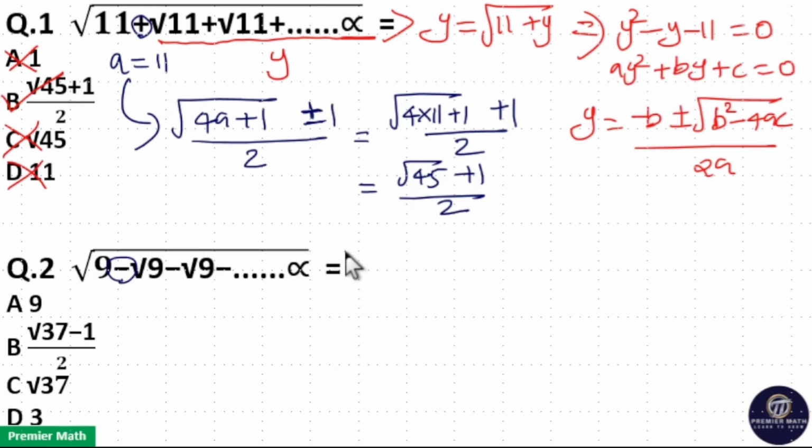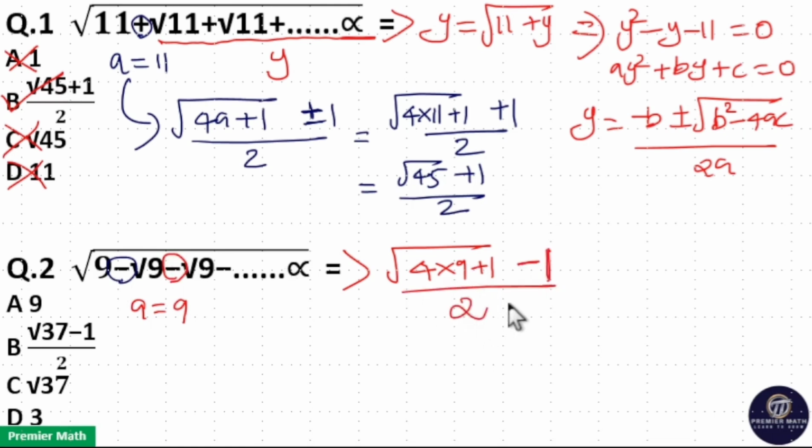Now, if you apply the same technique here, 9 I cannot write as x into x minus 1. So ignore this and take a as 9 here. If a is equal to 9, your answer is root of 4 into 9 plus 1, minus 1. Here you have minus sign between numbers, so take minus 1 divided by 2. So 4 into 9 is 36, 36 plus 1 is 37. So root 37 minus 1 divided by 2 is your answer. Option B is your answer.